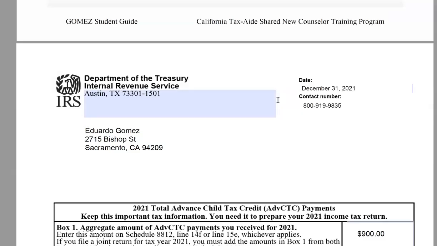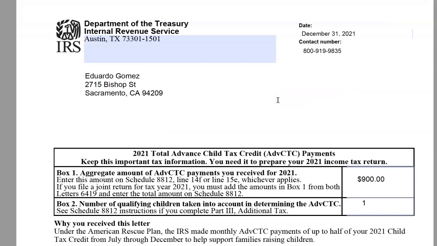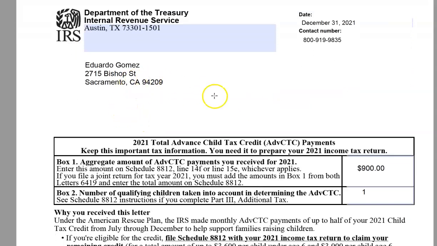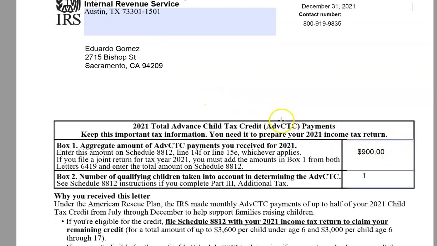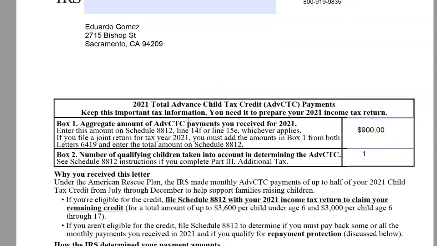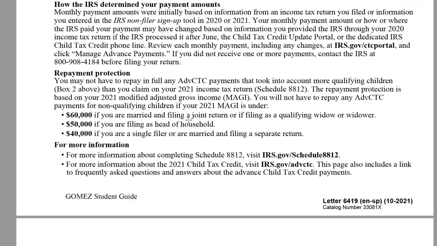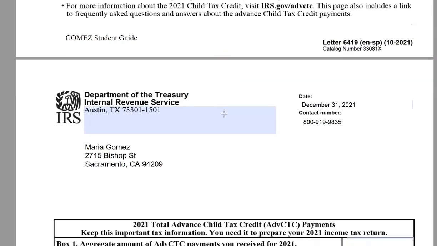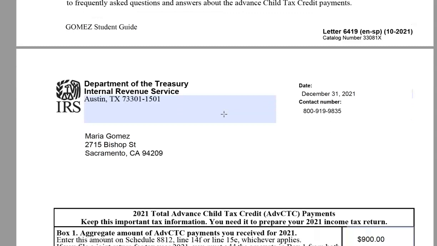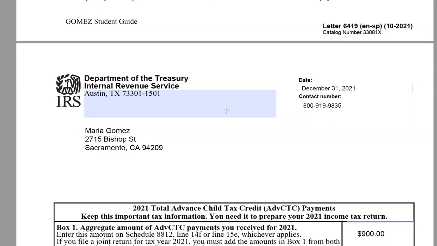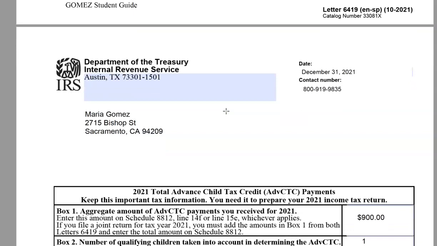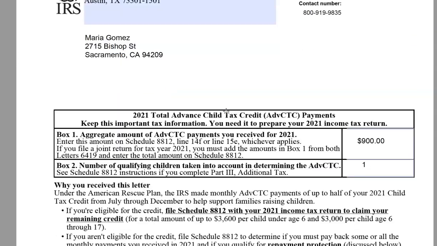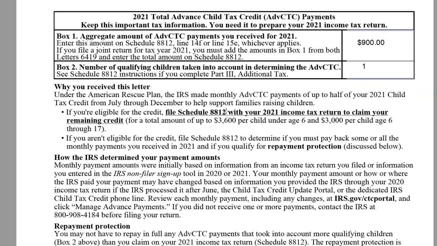We also have a letter, 2 letters as it turns out, from the Treasury. This is addressed to Eduardo saying that there were $900 of advanced child tax credit payments. And there is another letter for Maria. Why are they doing 2 letters? Because it's a married couple and they split who is getting the advanced child tax credit in half. And if for some reason the parents had separated, then they would start with the premise that each of them had gotten $900 of advanced child tax credit.